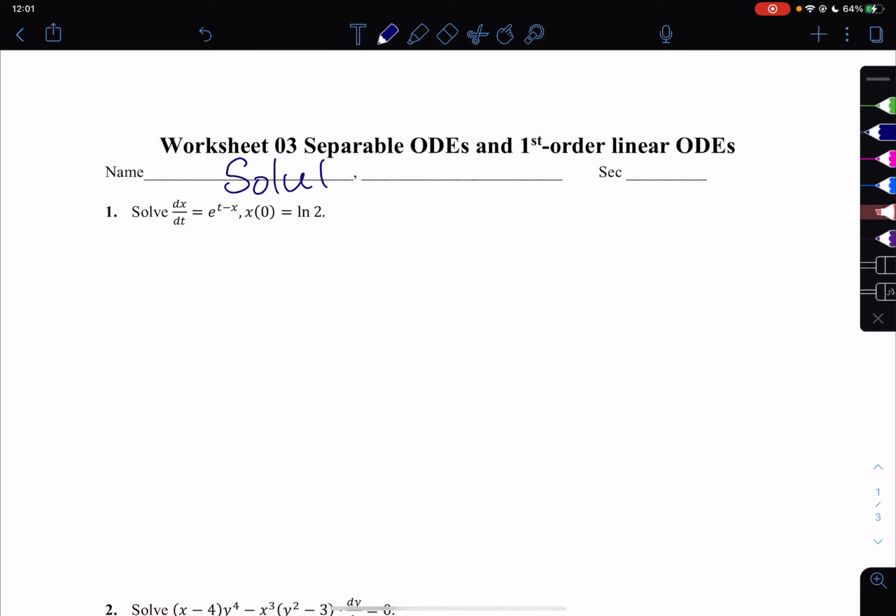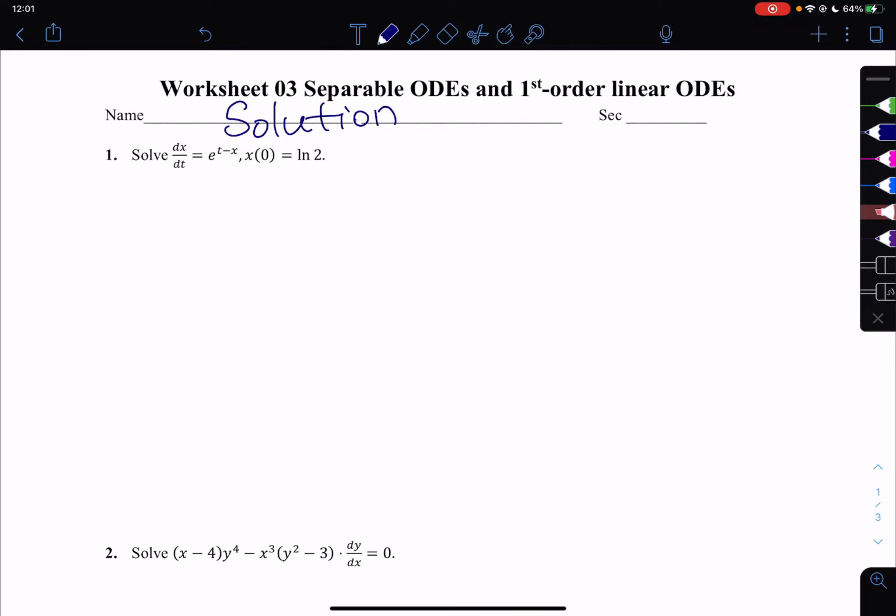Let's go over activity number 3. The first two problems are for section number 4, separable equations. If you look at the equation here, it is e to the t divided by e to the x, or you could have said multiplied by e to the negative x. And also there's an initial condition given.